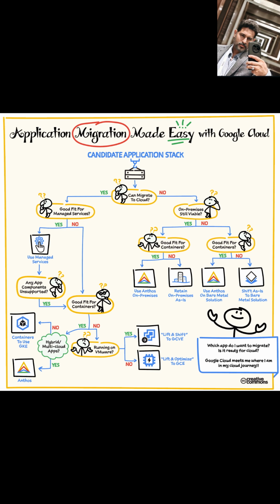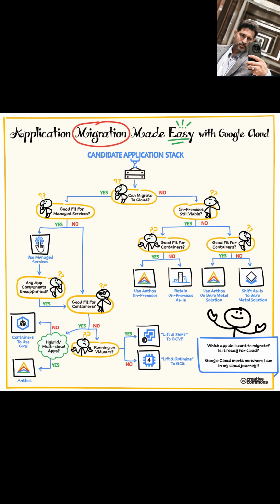The next question is, are there any parts of your application that Google Cloud doesn't directly support? If you've got some older bits or specific dependencies, then you should be looking at containers to use GKE, that's Google Kubernetes Engine. Containers basically package up your app and everything it needs, making it portable in the cloud.